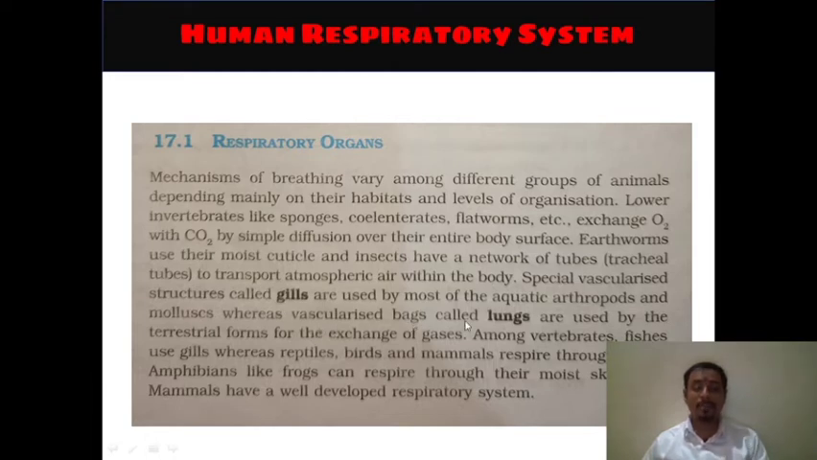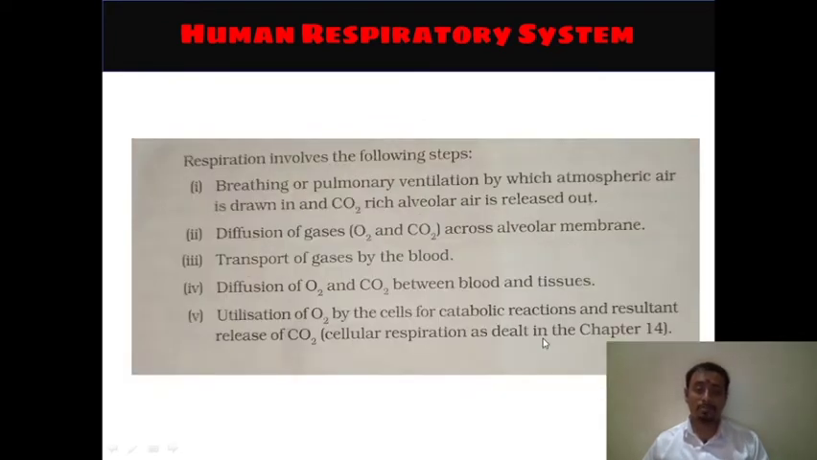Whereas vascularized bags called lungs are used by the terrestrial forms for the exchange of gases. So among the vertebrates, fishes use gills, whereas reptiles, birds and mammals respire through lungs. Then amphibians like frogs can respire through their moist skin also. Yes, frogs can respire through their skin also. Mammals have a well developed respiratory system. So let's see the next point.